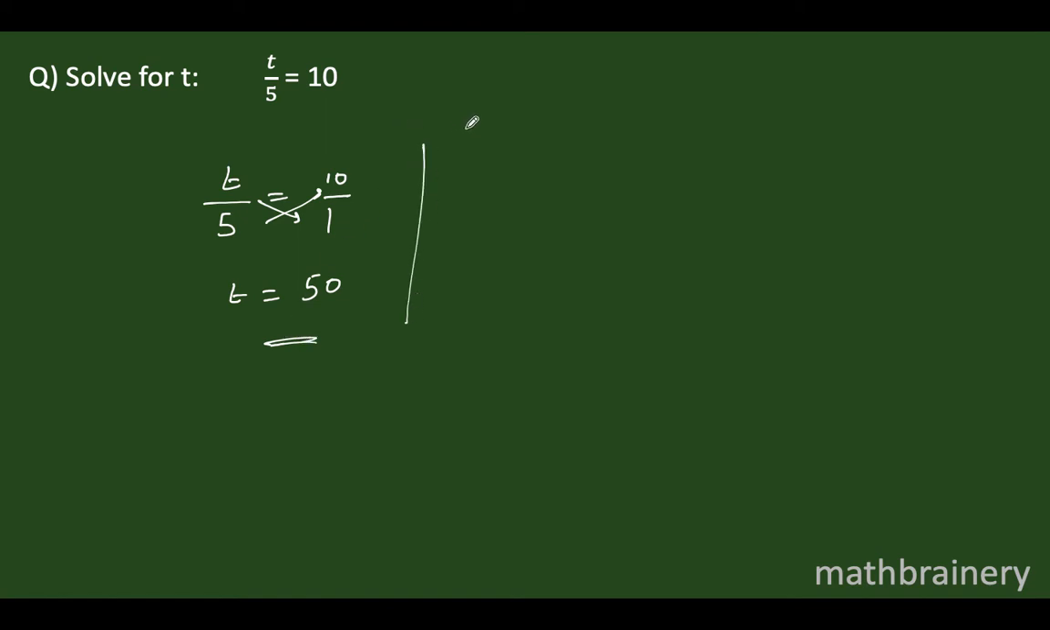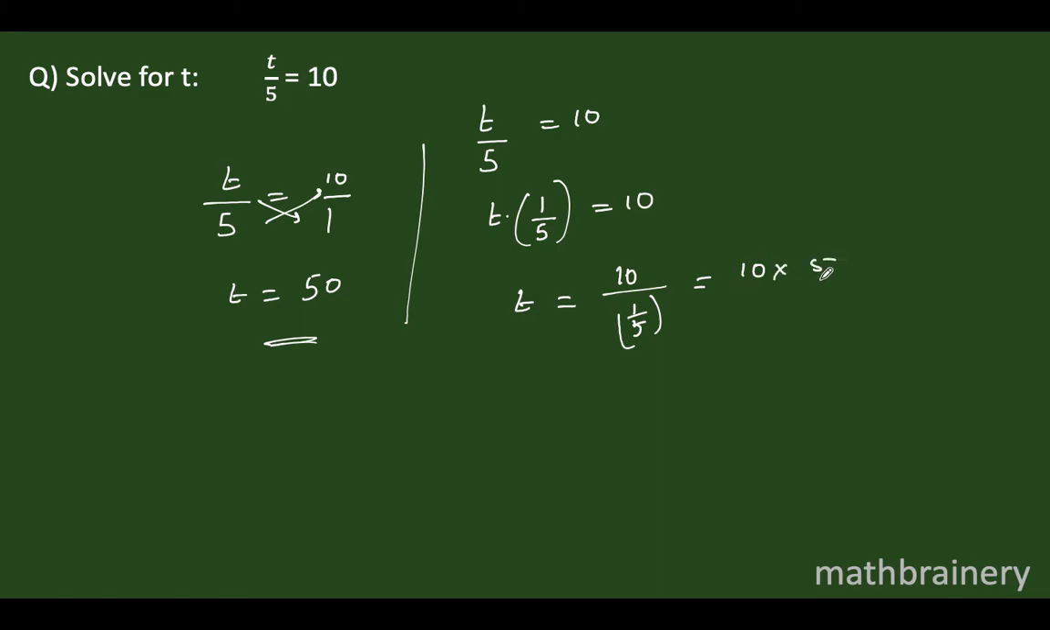50. Or say you want to use the method of transposing. You have t by 5 is equal to 10. This I can write as t times 1 by 5 is equal to 10. When I want only the value of t, I should be transposing this 1 by 5 to the right hand side. 1 by 5 is in multiplication with t. When I transpose it to the right side, it will be 10 divided by 1 by 5. What is 10 by 1 by 5?